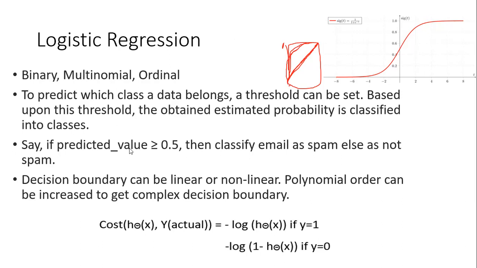So, if the predicted value is greater than 0.5, then predict it as spam. Otherwise, it's not spam. Decision boundary can be linear or non-linear. Polynomial order can be increased to get complex decision boundary. So it is possible to get a non-linear decision boundary as well. But in the case of z equals wx plus b, if that is the hypothesis, then it's a linear use case.